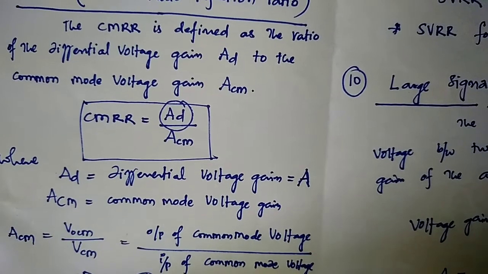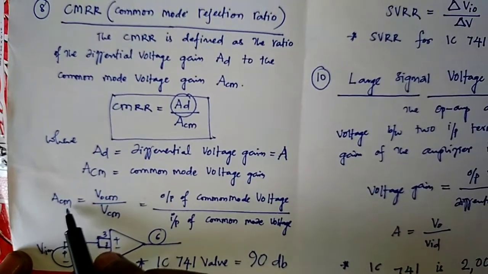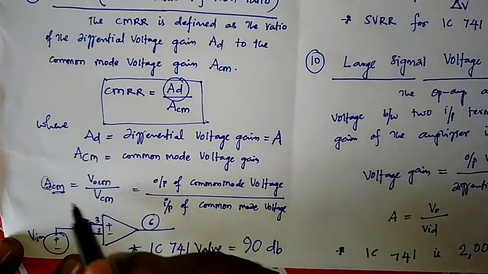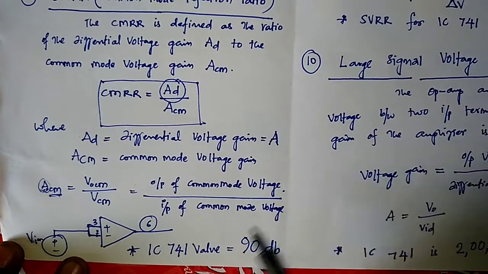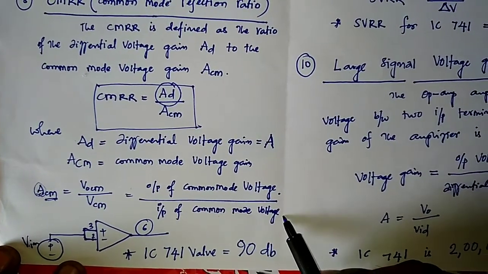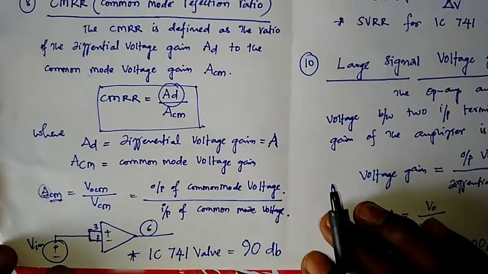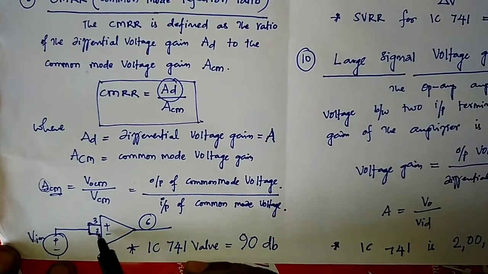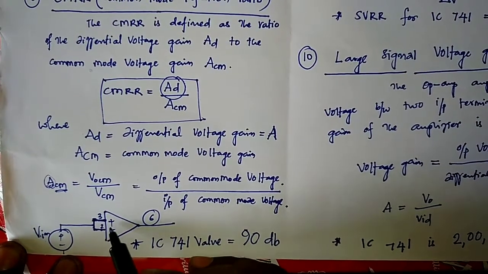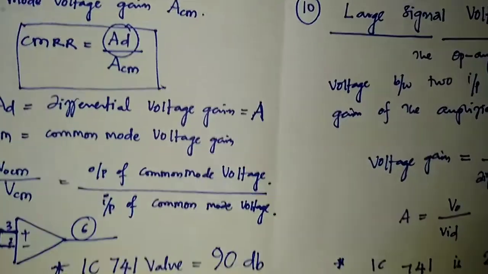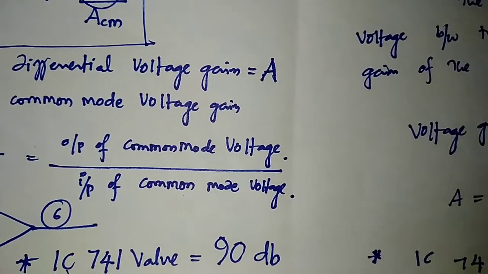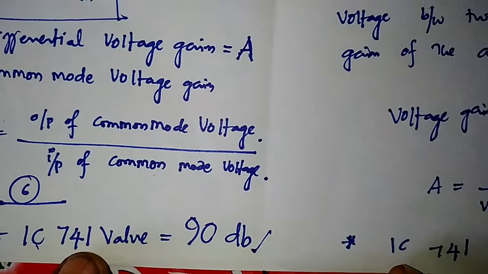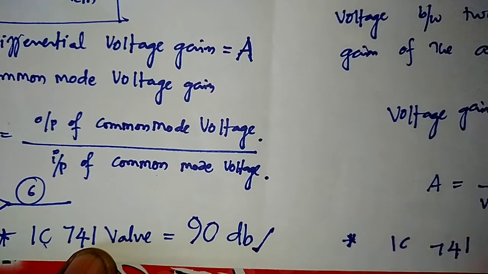Common mode means that at the input stage you are applying the same signal to both inputs. What is meant by common mode voltage gain? Gain is output by input, so it is the output of common mode voltage to the input of common mode voltage. That is the definition of ACM. You can apply some input value, commonly connected to both the positive and negative terminals. The IC741 value is 90 dB, with CMRR expressed in decibels.